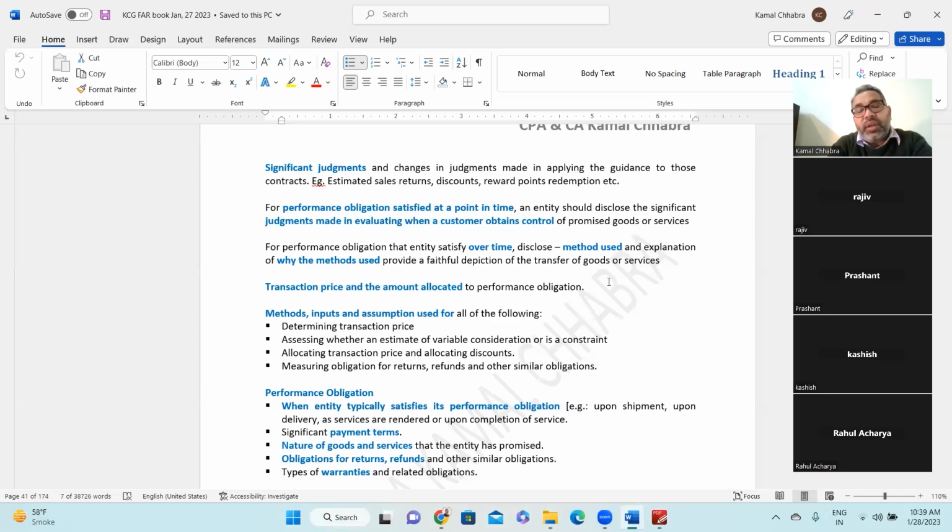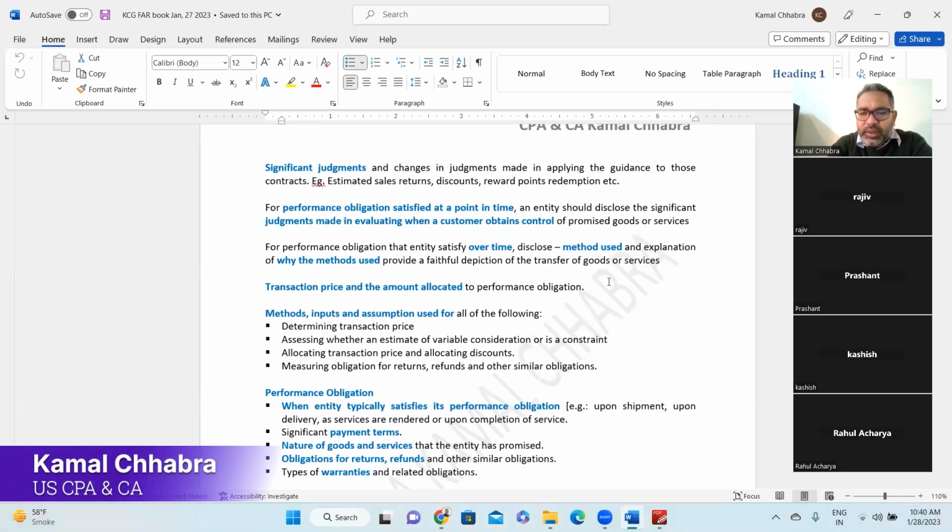But when you are evaluating over the period of time method, then you need to disclose what method you have used, right? And why that method is the best, which gives a faithful depiction of the transfer of goods and services over the period of time. So for example, if you see here, the transaction price and amount allocated to performance obligation. The methods we have discussed are the input method and output method, right?